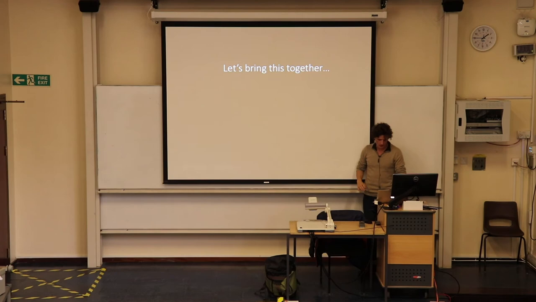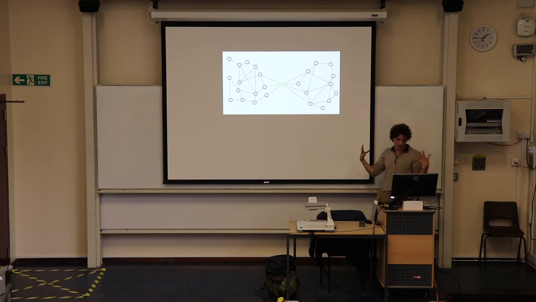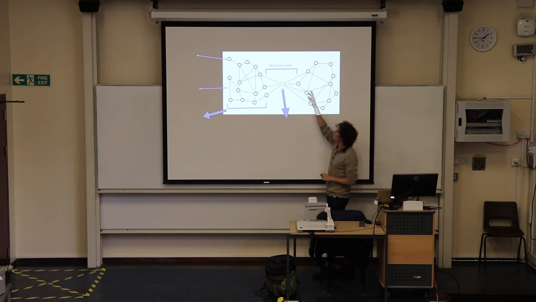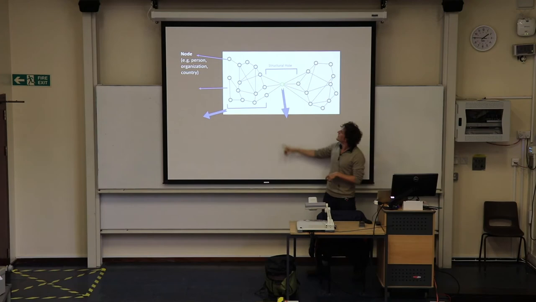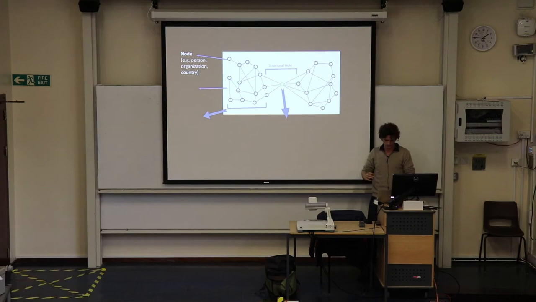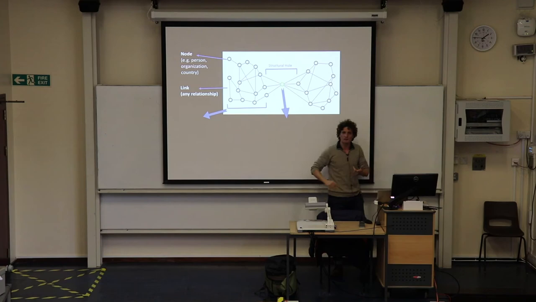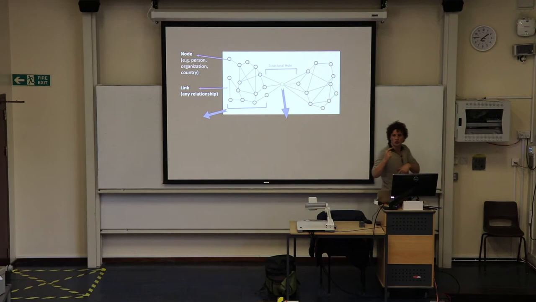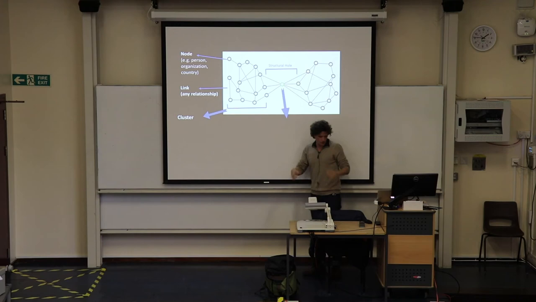So let's bring this together in the final stage, just to give you an idea of how we analyze social networks, right? So this is a typical social network. I already showed you that a structural hole is a gap between two clusters. Now, each circle in a network diagram we call a node. It can be a person, an organization, a country, whatever economic actor you're looking at. A link can be any sort of relationship that links nodes together. It can be X knows Y, X is married to Y, X works for Y, X is a friend of Y, X is a customer of Y, whatever suits your purpose.